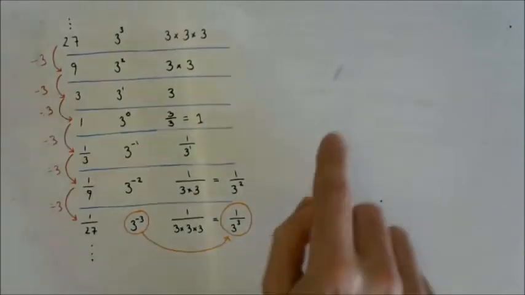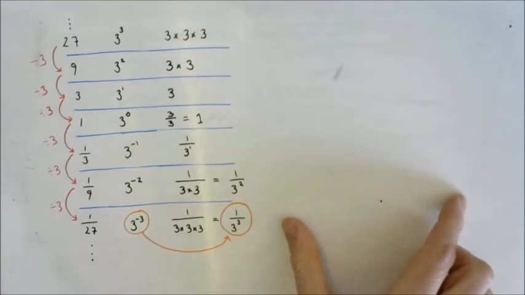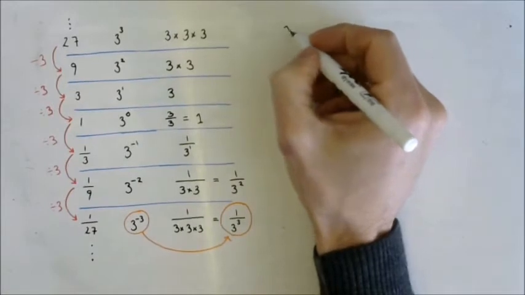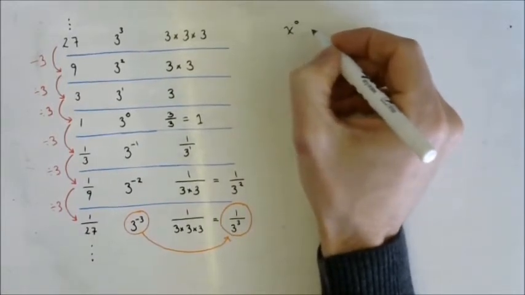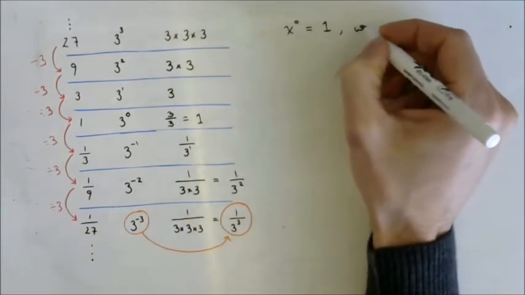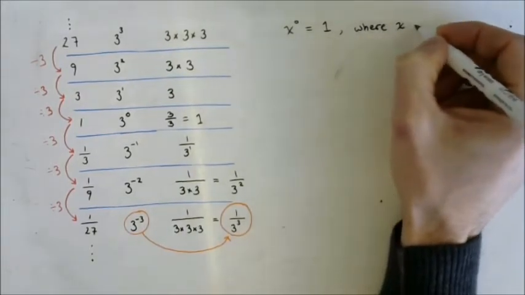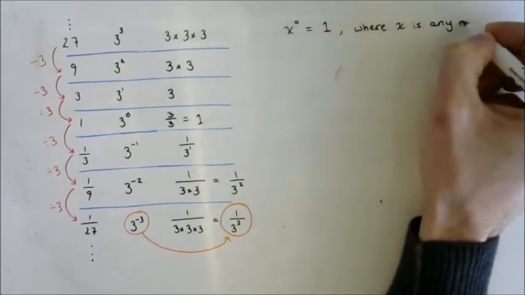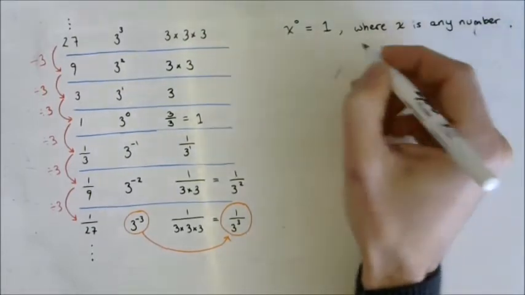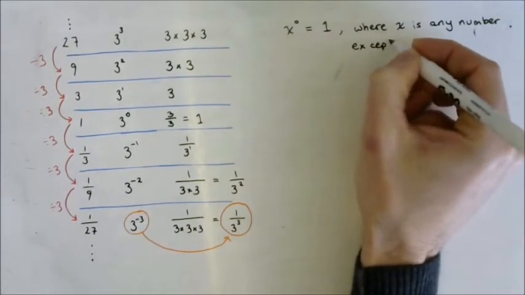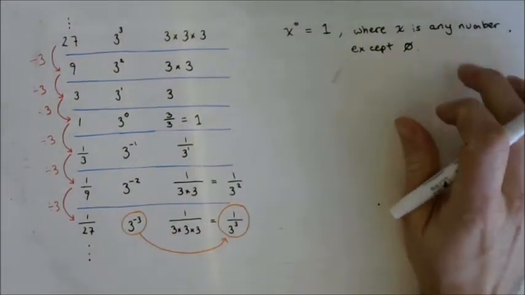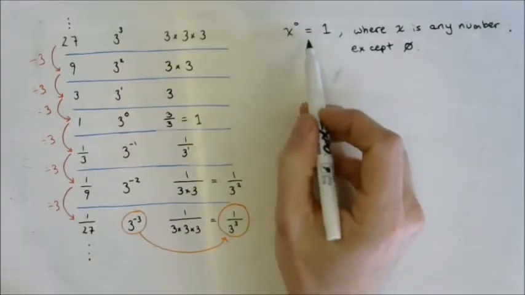Hopefully you have some space off to the right? We'll put our rules there, and then we'll do a couple of examples underneath. So 2 rules. X to the power of 0 equals 1. This is true where x is any number except 0. It wouldn't make sense to do 0 to the power of something. But that's your first rule. X to the power of 0 equals 1.